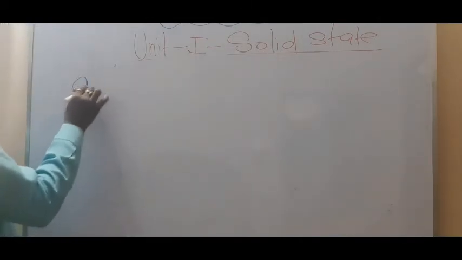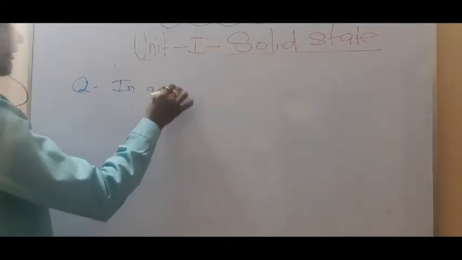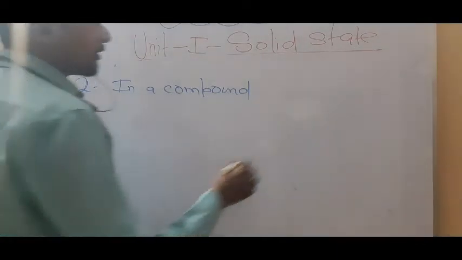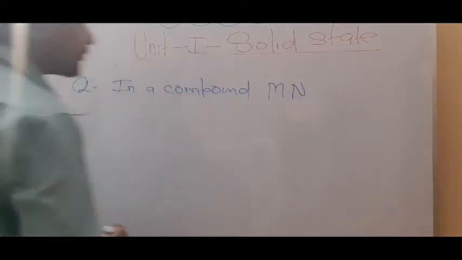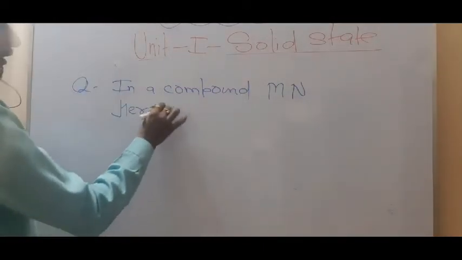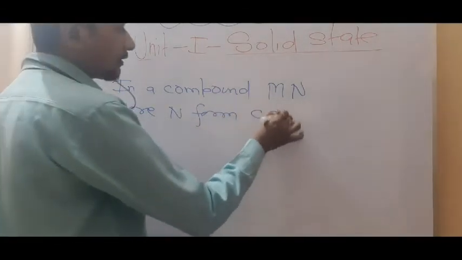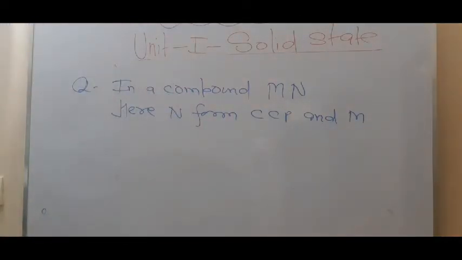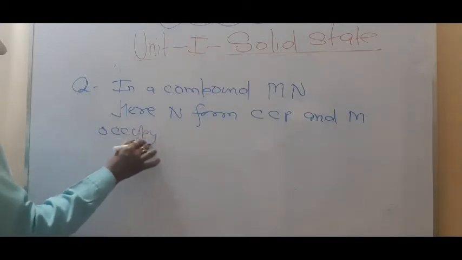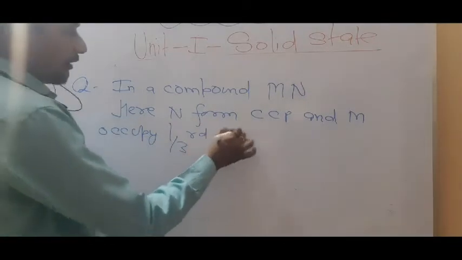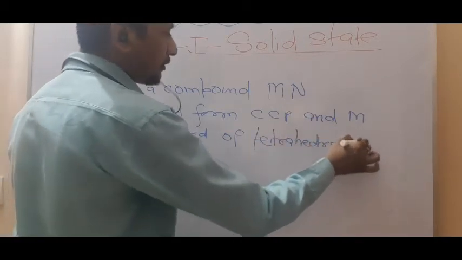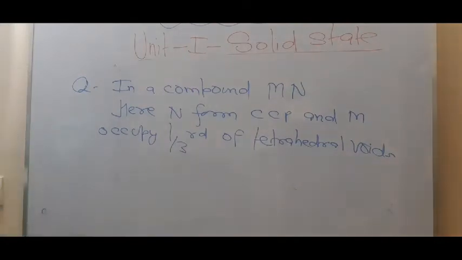One question is given like this: in a compound MN, N forms CCP and M occupies 1/3 of the tetrahedral voids. Are you getting this point? So how can we solve this question?